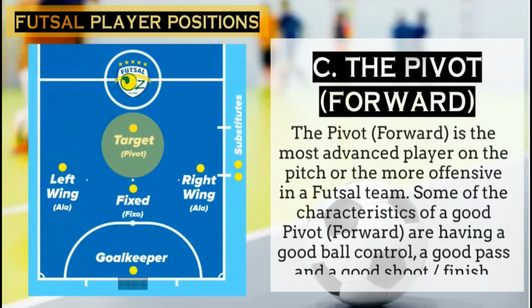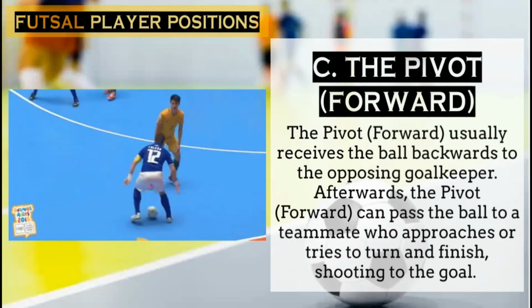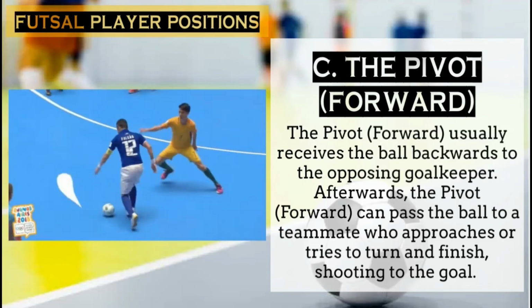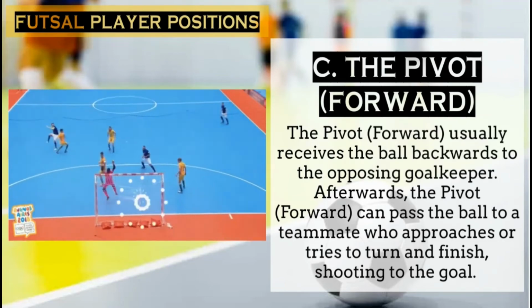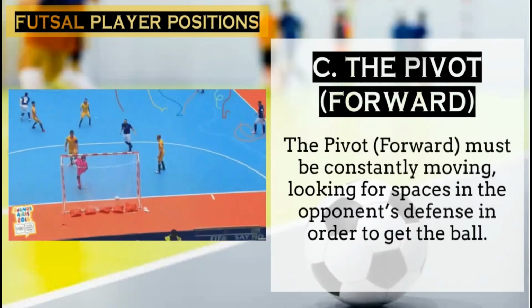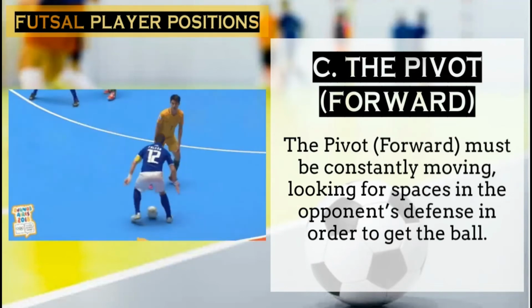The pivot, or forward, is the most advanced player on the pitch, or the more offensive in a futsal team. Some of the characteristics of a good pivot or forward are having good ball control, a good pass, and a good shot, or finish. The pivot usually receives the ball with his back to the opposing goalkeeper. Afterwards, the pivot can pass the ball to a teammate who approaches, or tries to turn and finish shooting to the goal. The pivot must be constantly moving, looking for spaces in the opponent's defense in order to get the ball.